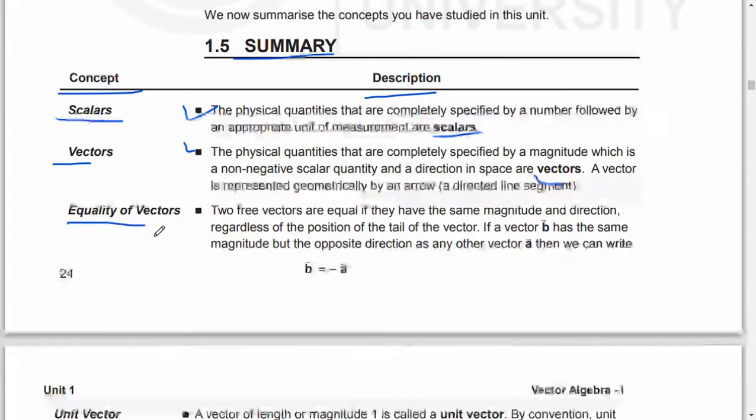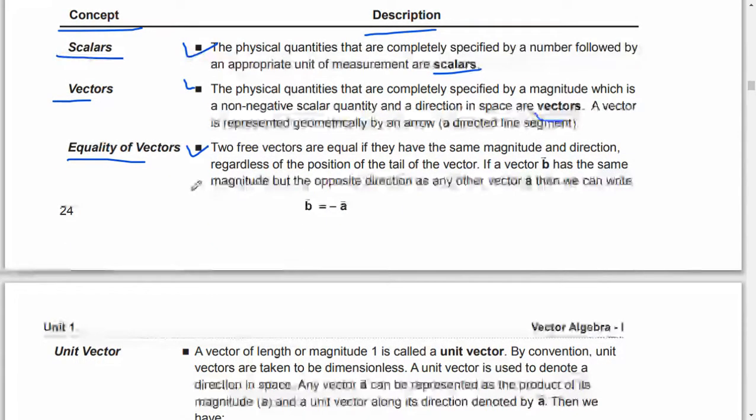Equality of vectors. Two free vectors are equal if they have the same magnitude and direction, regardless of the position of the tail of the vector. If a vector B has the same magnitude but the opposite direction as any other vector A, then we can write B equal to minus A.